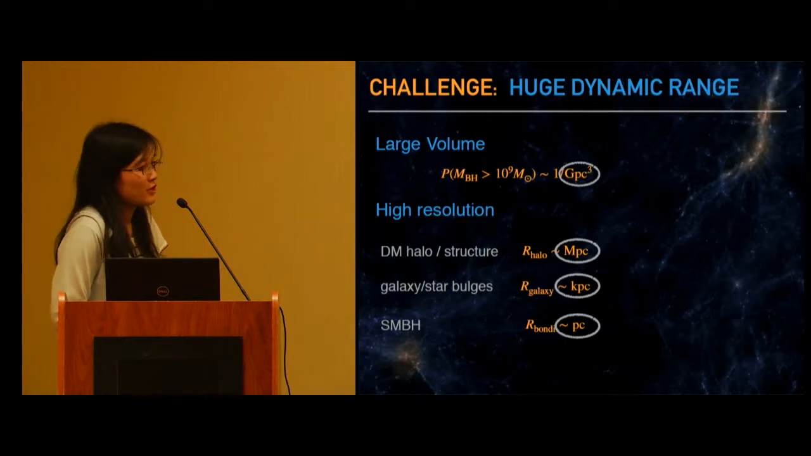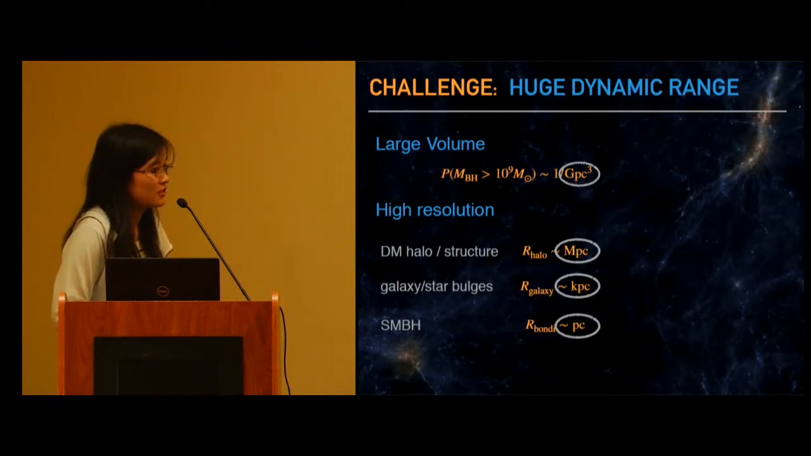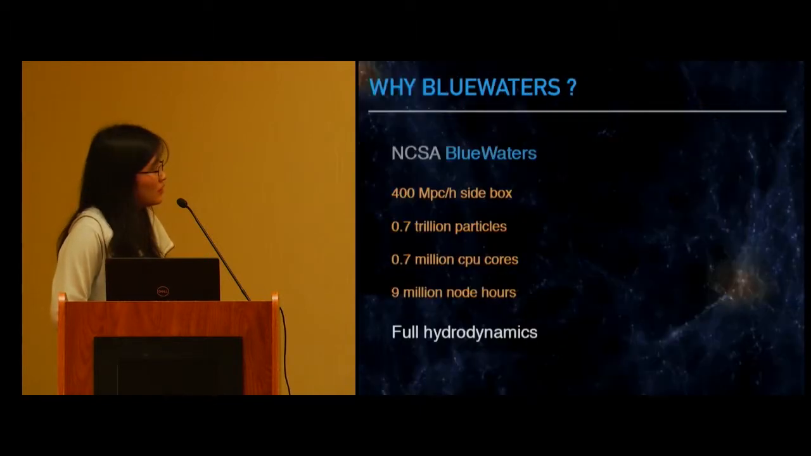However, the information on all those scales is needed simultaneously, so that we are able to fully understand the underlying physics going on there, like how the quasars grow, how they dump feedback to the local environment, and how they co-evolve with their host galaxies. So to bridge this huge dynamic range, basically we need a lot of particles and a lot of memory, which can only be provided by Blue Waters.